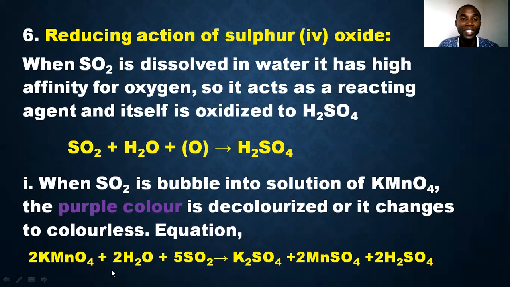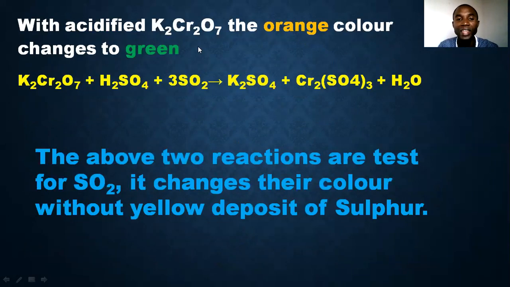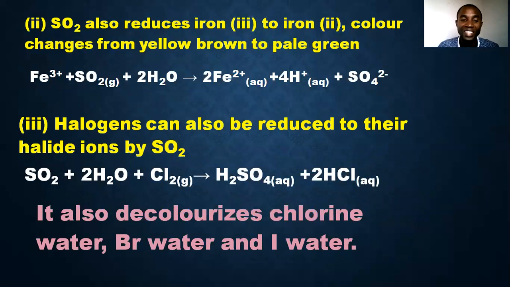But when it reacts with acidified potassium heptaoxodichromate VI, the orange color of this will change to green. It's still the reducing action of sulfur IV oxide. It changes potassium heptaoxodichromate VI from orange to green, but KMnO4 from purple to colorless. And the above two reactions are tests for sulfur IV oxide. It helps us to test for sulfur IV oxide, and it changes their color with a yellow deposit of sulfur. So these are the chemical behaviors of sulfur IV oxide we need to note.